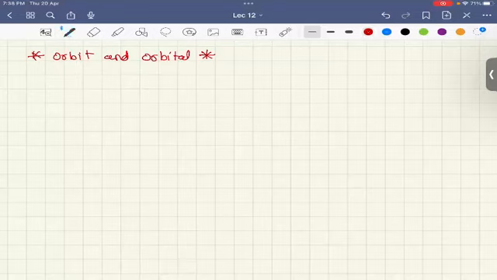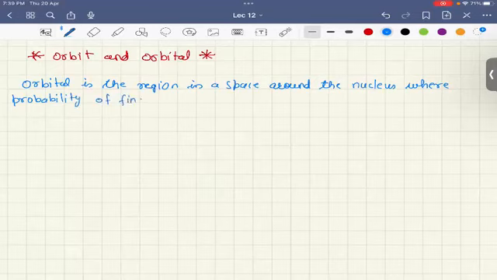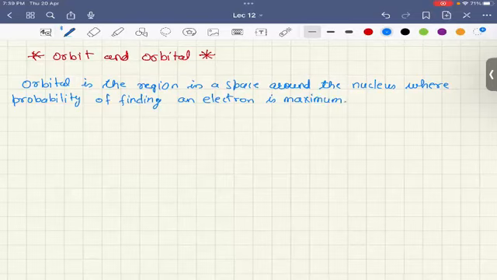So let's write this down. An orbital is the region in space around the nucleus where the probability of finding an electron is maximum. If a boundary is drawn which encloses a region where there is high probability of finding the electron, the figures obtained give the general picture of an orbital.